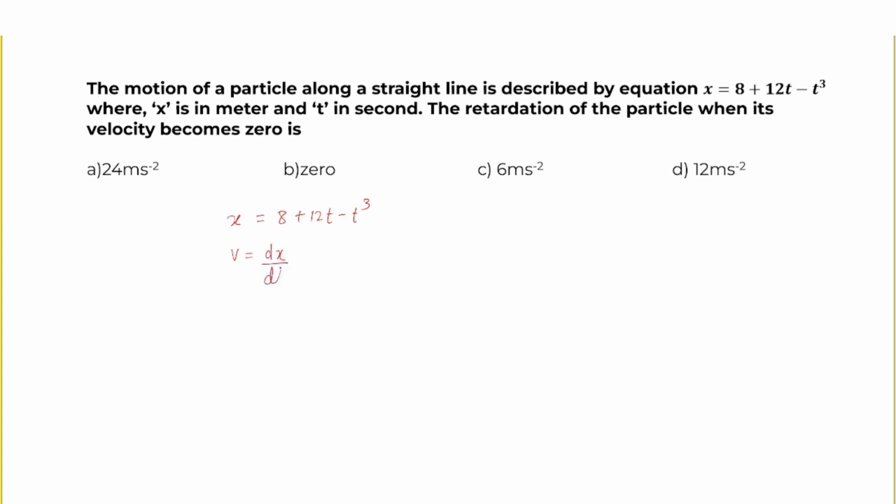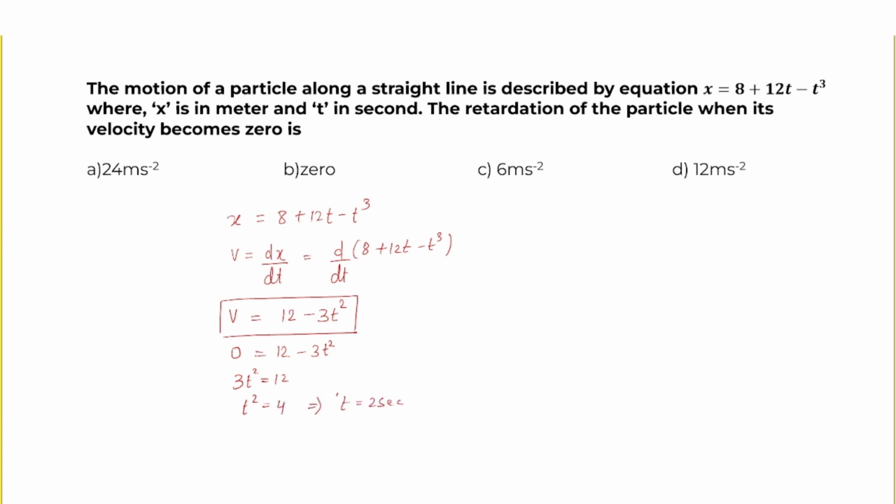On differentiating this, it will become d by dt of 8 plus 12t minus t cube. The differentiation of 8 is 0. The differentiation of 12t is 12, and of t cube, 3t square, so we get 12 minus 3t square. This is our velocity. Now they are saying the velocity is becoming 0, so let's write on the left hand side 0 equals 12 minus 3t square. And 3t square will be equal to 12 and t square will be equal to 4, which implies t equals 2 seconds, because time can never be negative, you can't take minus 2. So at 2 seconds the velocity of the particle is 0.